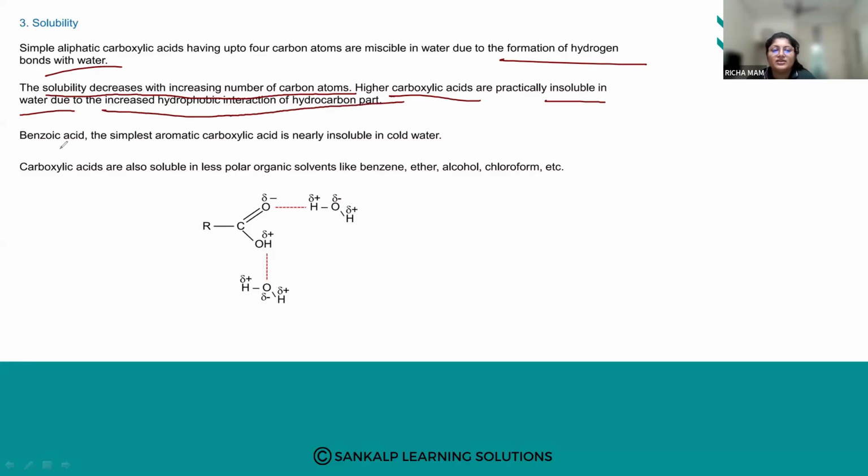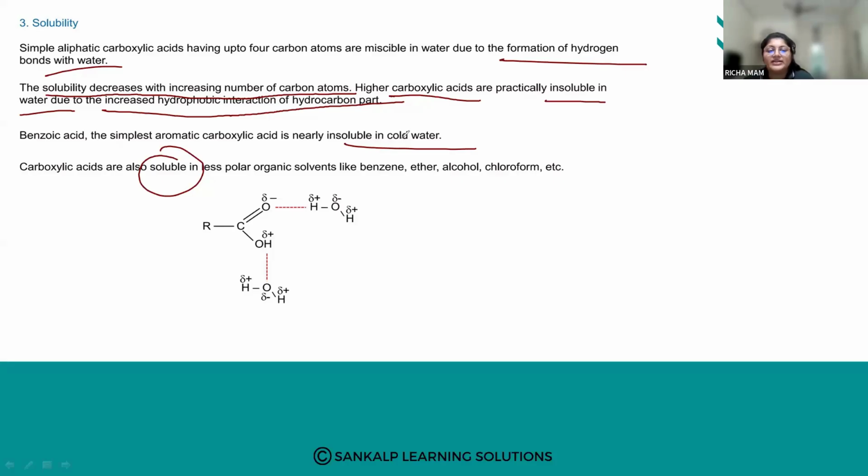Benzoic acid is the simplest aromatic carboxylic acid and is nearly insoluble in cold water. Carboxylic acids are soluble in less polar organic solvents like benzene, ether, alcohol, and chloroform. So what you have to remember: aliphatic carboxylic acids up to 4 carbon atoms are miscible. They are soluble in water, but why? Because they can form hydrogen bonding with water.